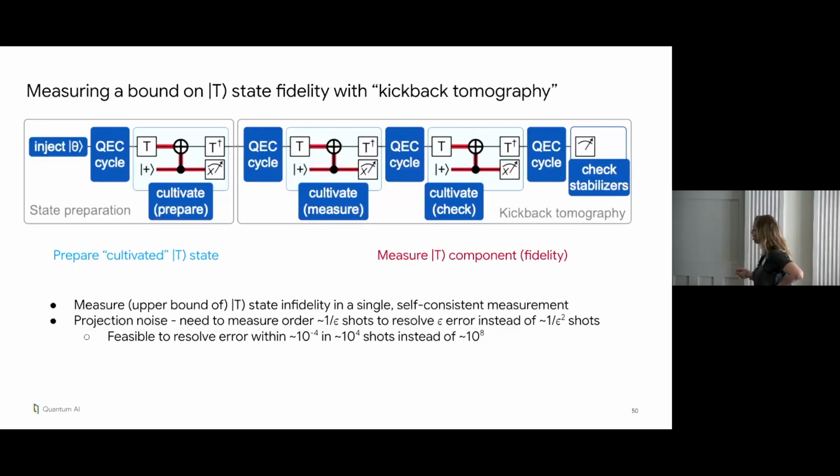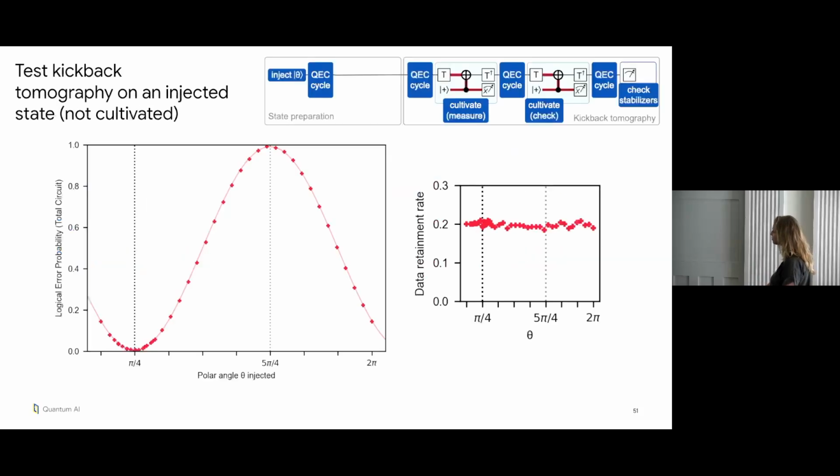And if you have an error of, say, 10 to the minus 4, that means you would need roughly 10 to the 8 shots in order to average down the noise. But here, because we're measuring directly along the axis of interest, the binomial variance is narrowed, and we're able to resolve our T state with roughly 1 over epsilon shots instead of 1 over epsilon squared. And this actually enables our fidelity estimates in practice.